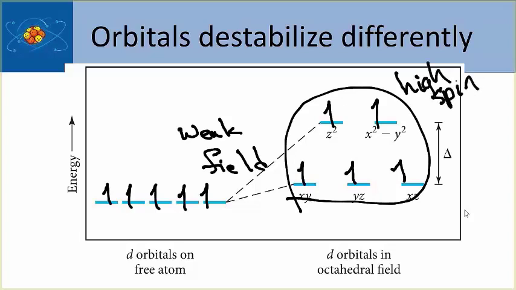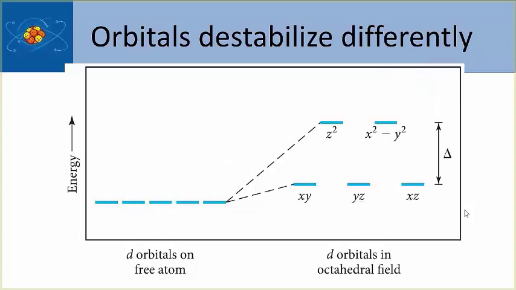On the other hand, with a strong field ligand, when the split is bigger, this split is large and you end up not being able to promote the electrons to the higher energy level, and you end up dropping the two electrons to the bottom.